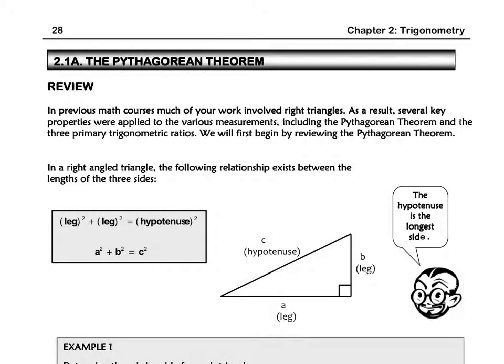Okay, so chapter 2 is on trigonometry, but before we start trigonometry, we're going to do a little bit of review. And the first thing we're going to go over is the Pythagorean theorem, which is an equation that relates the sides of a right triangle.